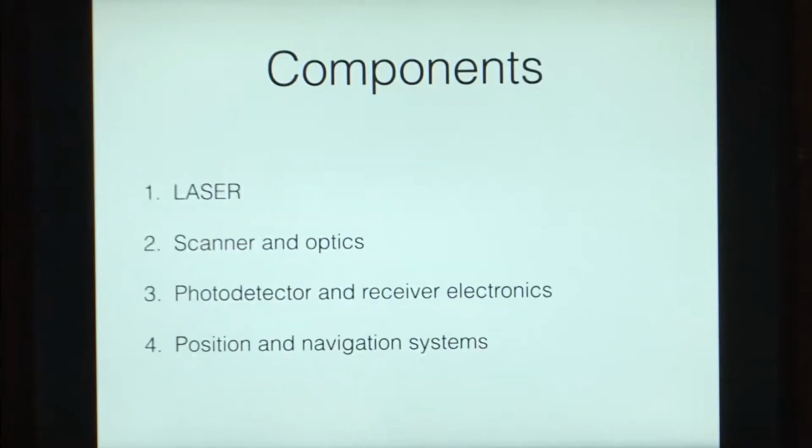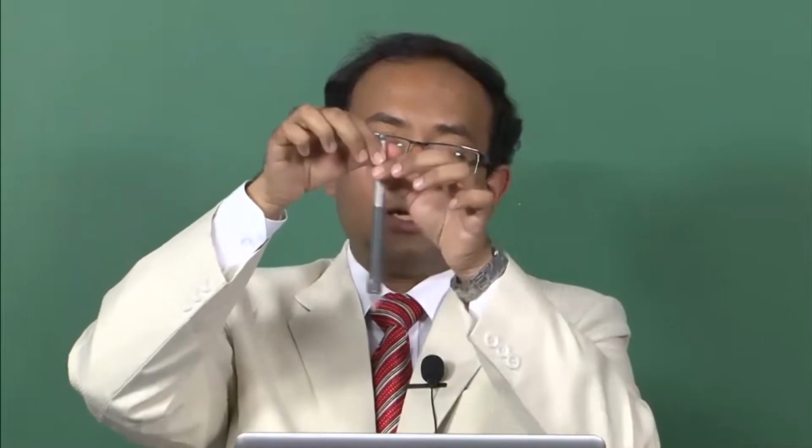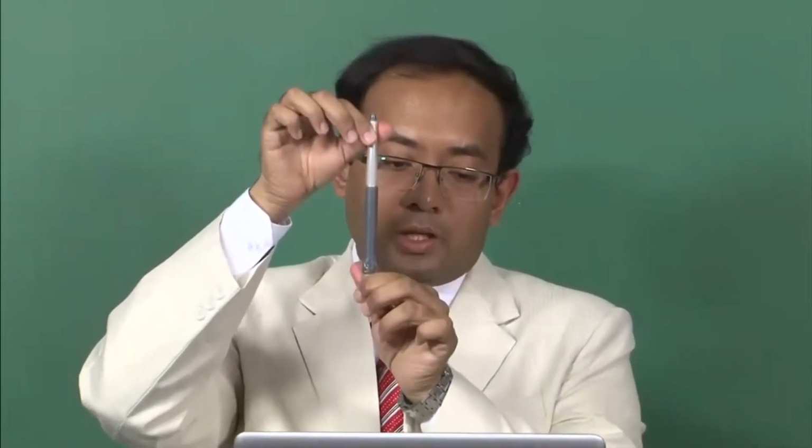So, what are the components of a lidar? It consists of a laser, it consists of a scanner and optics. A scanner refers to the instrument that is used to move this beam, plus you will have some optics to ensure that your beam is a very coherent beam.